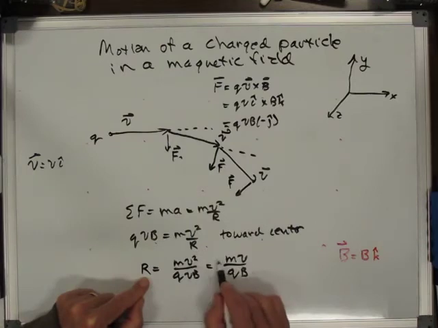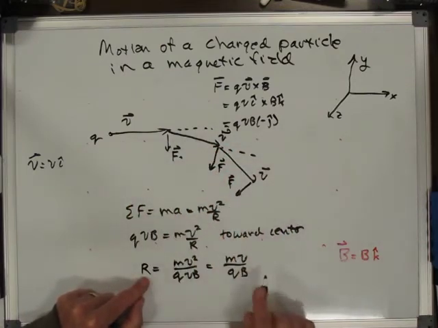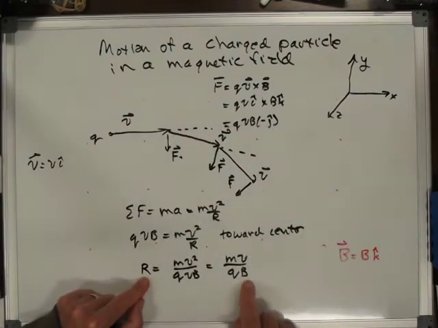But preferentially, the mass and the velocity want to keep the thing going in whatever direction it's going. The faster it's going and the more mass it has, the harder it is to turn. The greater its charge and the stronger the magnetic field, the easier it is to turn. And so this tells me the radius of my circle.